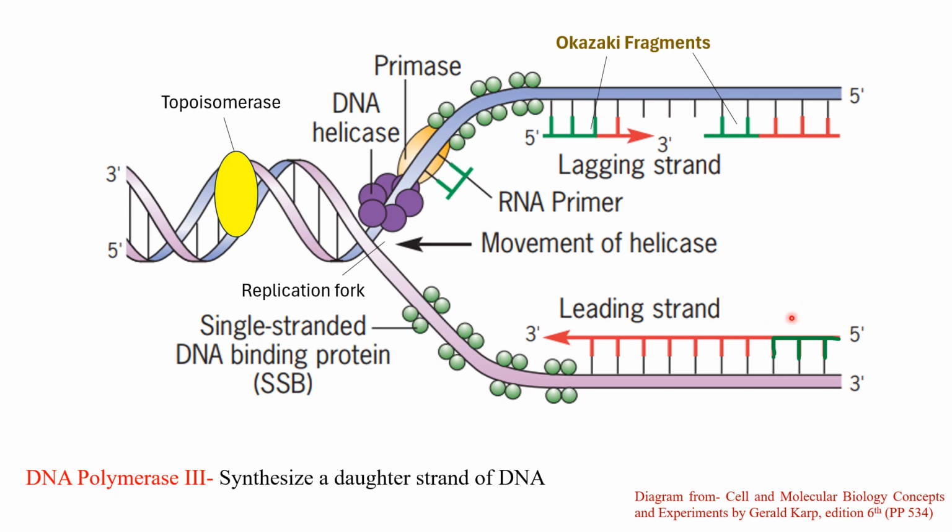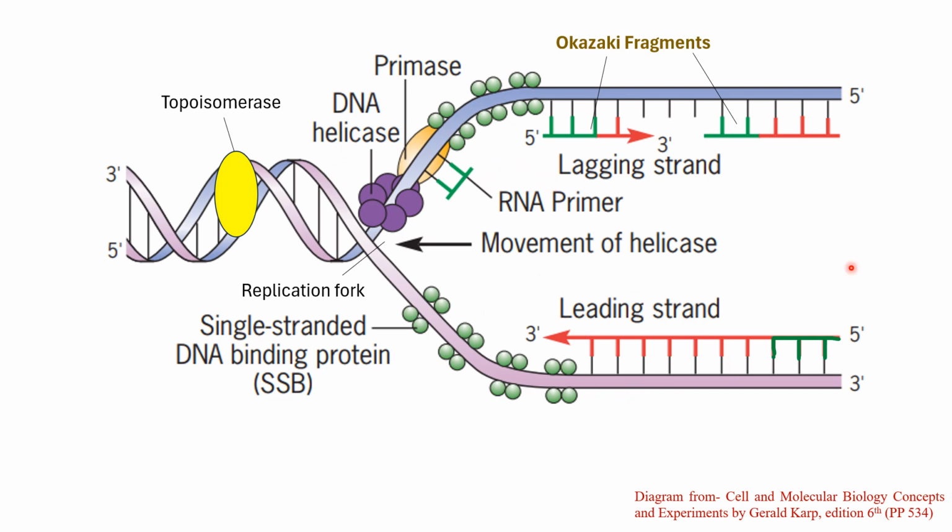After the addition of the primer by the primase, the next enzyme comes into play, that is DNA polymerase 3. DNA polymerase 3 adds nucleotides to each template strand. This red color shows the nucleotides added by DNA polymerase 3. So this DNA polymerase 3 adds nucleotides in the 5' to 3' direction. So this is all about the initiation process in which these enzymes play an important role.